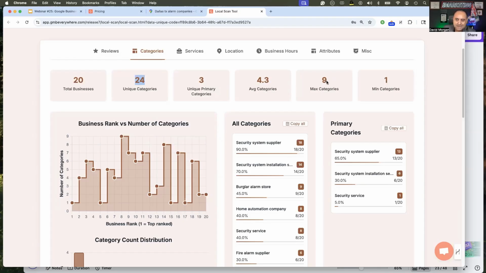What I will say is the maximum is going to be 9. So of these 20, there's one group that has 9 categories, and the minimum is going to be 1, which obviously makes sense. So let's talk about this.